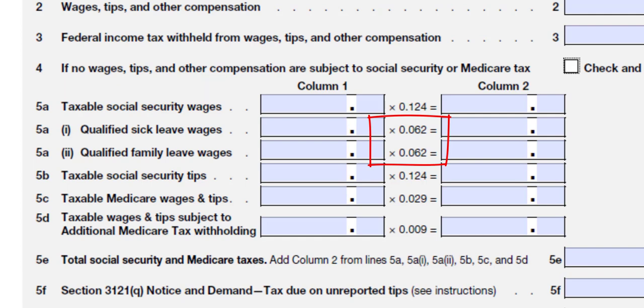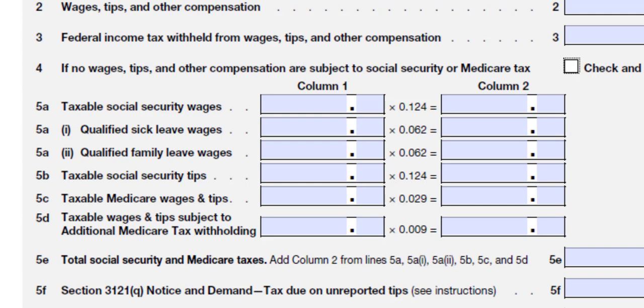Lines 5A1 and 5A2 rates are only 6.2% because by law these amounts are excluded from the employer portion of Social Security tax. Line 5C shows a 2.9% rate, which represents a 1.45% rate for both the employer and employee. Line 5D shows a rate of 0.9%, which is an additional Medicare tax and is only paid by the employee.